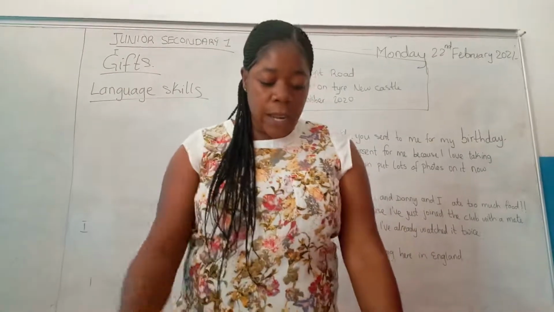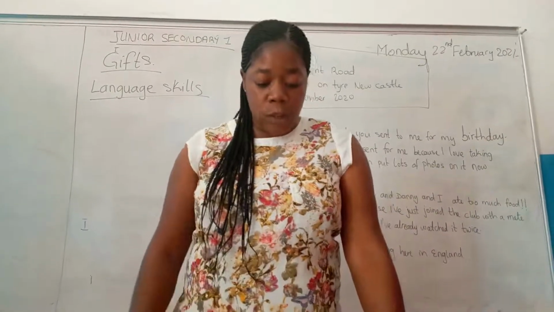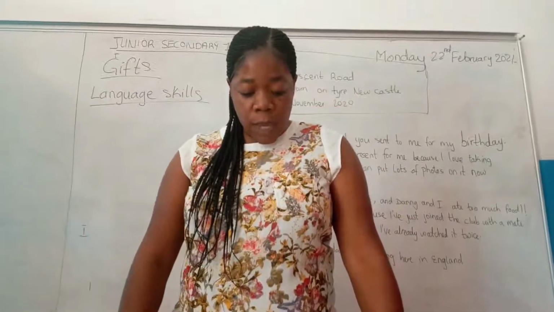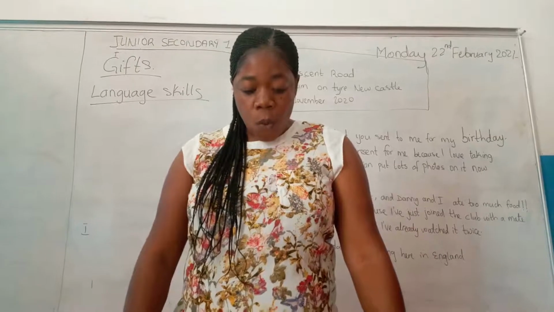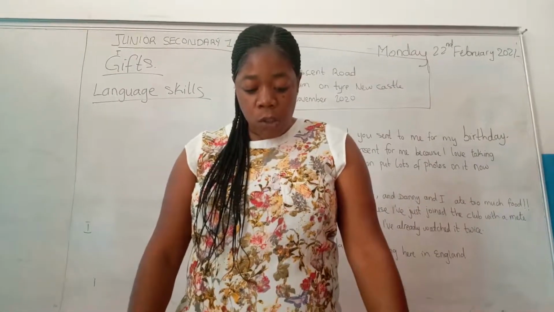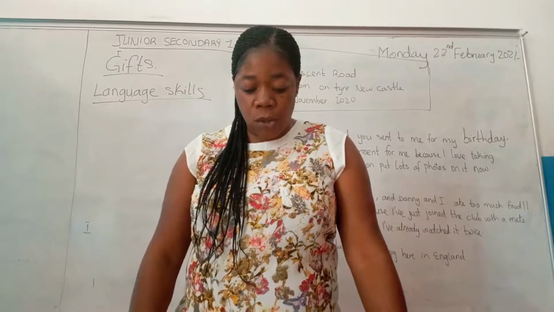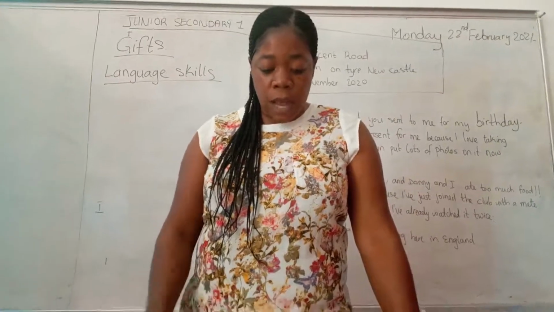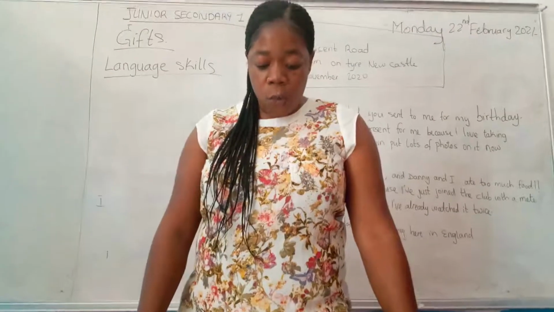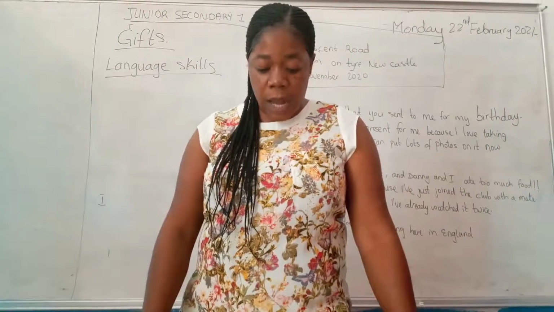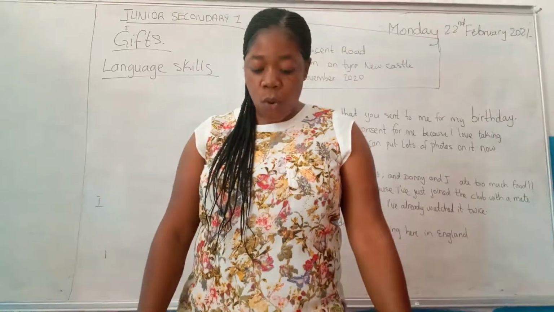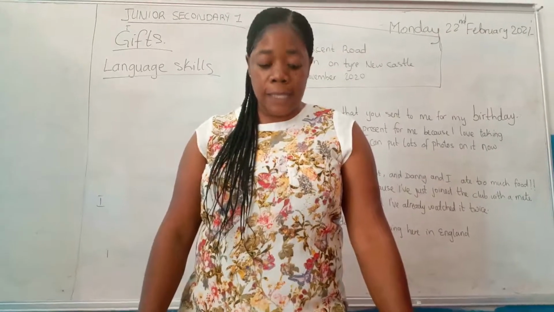Now we should read the dialogue and then answer these questions. We have questions 1 to 6 for number 2. Question 1 says, what goes with the color of Alex's new tracksuit? According to the dialogue, what goes with the color of Alex's new tracksuit? The answer is the school football kit.